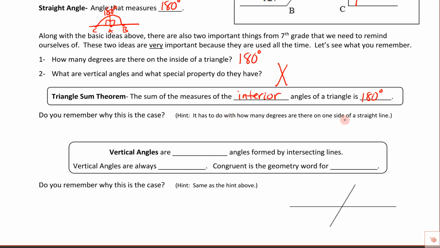Now, do you remember why this is the case? It has to do with how many degrees there are on one side of a straight line. Now, there are lots of nerds on the internet. I found a pretty quick video that'll remind us of what we did in 7th grade to demonstrate how the Triangle Sum Theorem comes about, why there are 180 degrees in a triangle, and I'm going to show you that right now.